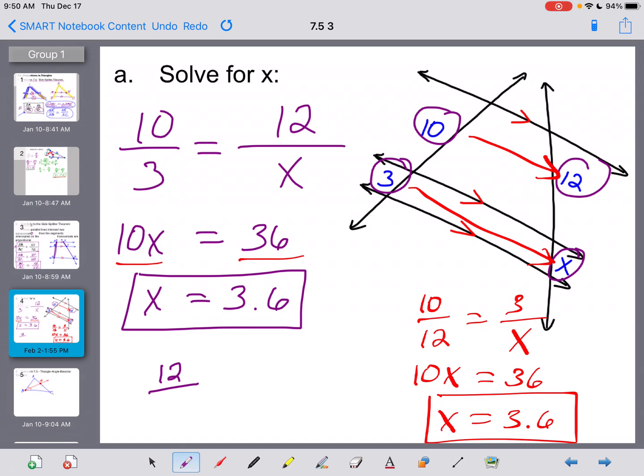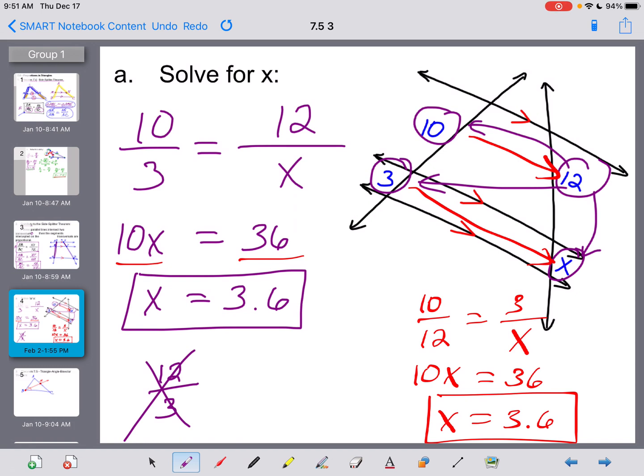think about that, it would be okay to do 12 over 10. What do they have in common? They're both top sides. It would be okay to do 12 over x. What do they have in common? They're both on the right. But it would not be okay to do 12 over 3. Those 2 sides don't have anything in common. 12 is top right, 3 is bottom left. So that is not an acceptable way of starting a proportion for this one.